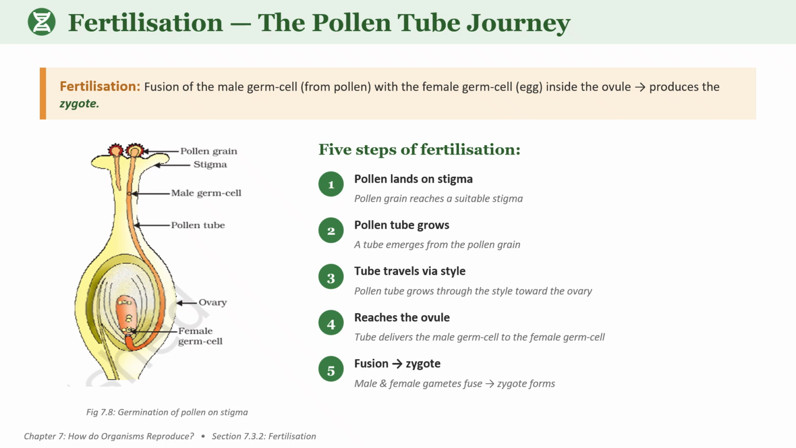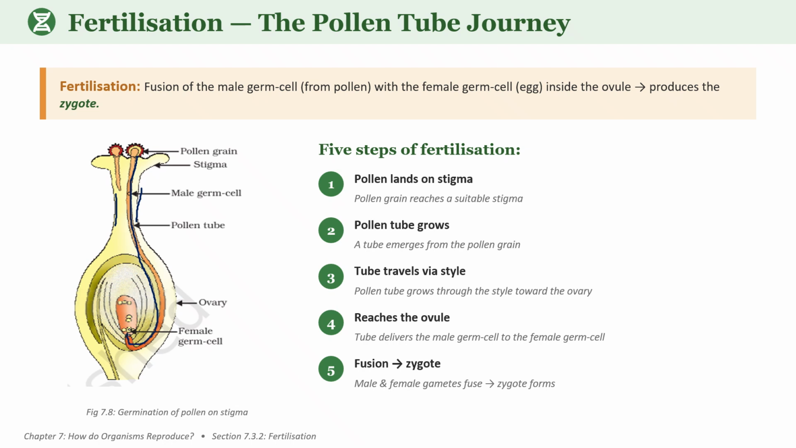In the second step, what happens? Pollen tube is formed. The pollen tube emerges from the pollen grain. I'll show you. Can you see the pollen tube emerges from the pollen grain? And then in step 3, growth occurs through the style. The pollen tube travels through the style. So this is the style, right? The pollen tube is traveling through the style, and next it reaches the ovule. Can you see this red color thing going and reaching the ovule?